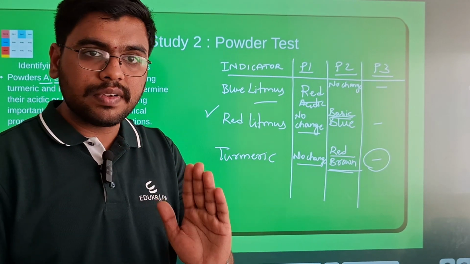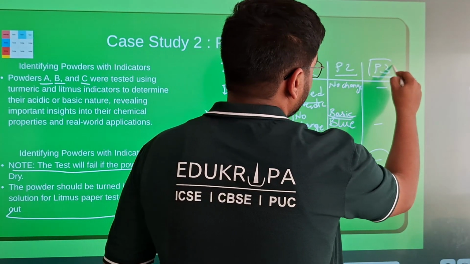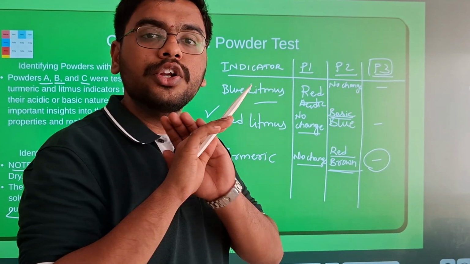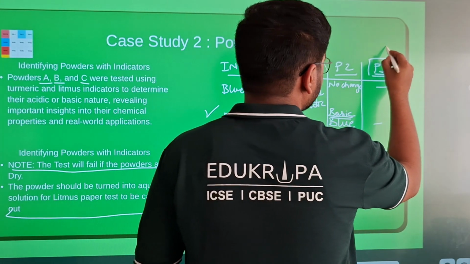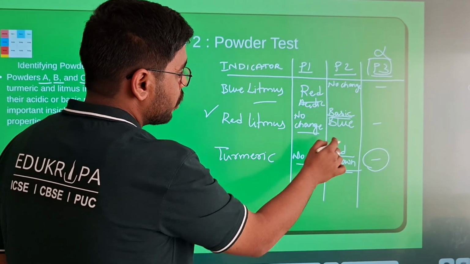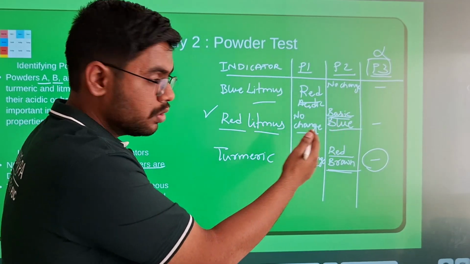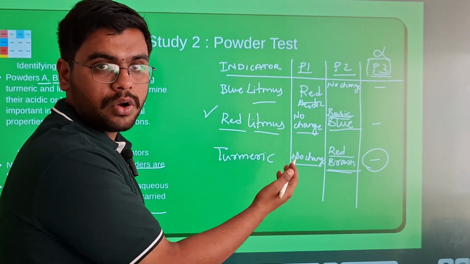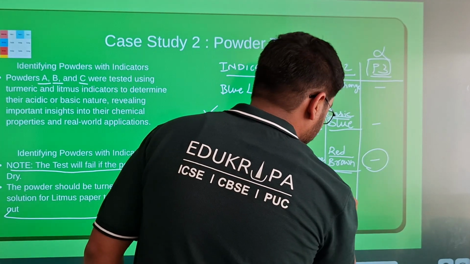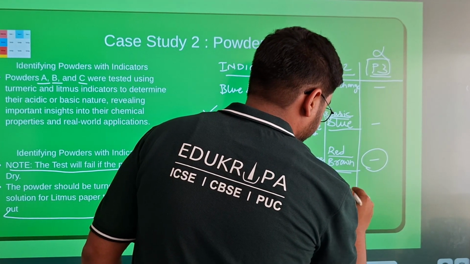From this, first we will conclude that powder 3 is either dry or neutral. Okay, this is neutral. Next, powder 2, we got two observations. First is red litmus paper turning blue, and turmeric turning reddish or brownish. This concludes that this is basic.